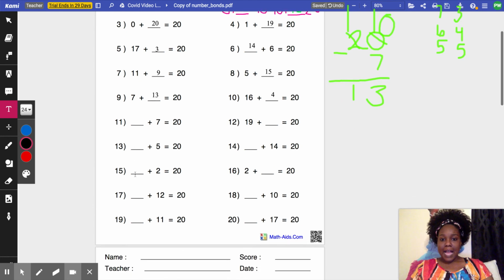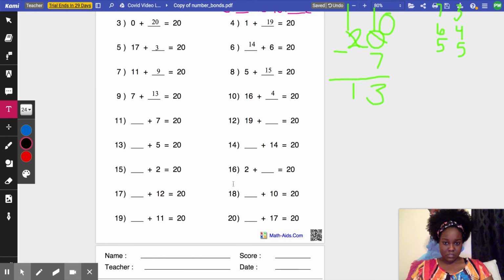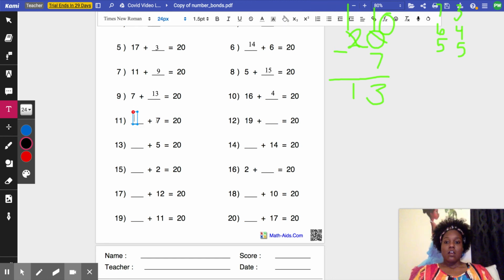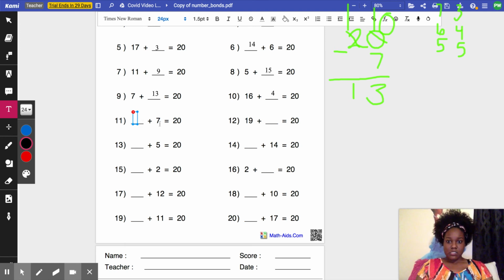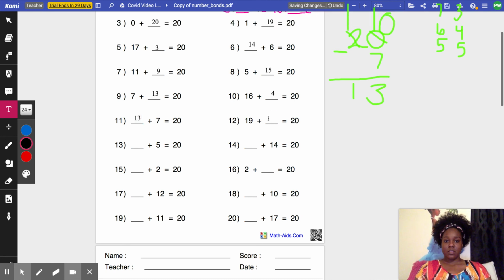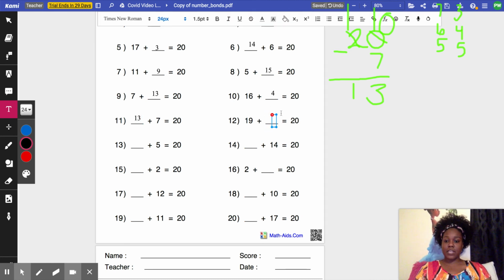On these last 10 problems, I am going to quickly go over how I would solve them, and then I'm going to put my answer. On this one, I'm trying to get my missing addend. 7 plus something is 20. I know 7 plus 3 is 10, and 10 plus 3 is 13. So 13 plus 7 is 20. 19 plus something is 20. If I add 1 to 19, I get 20.